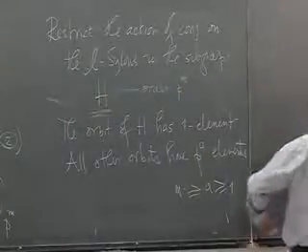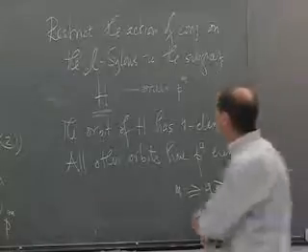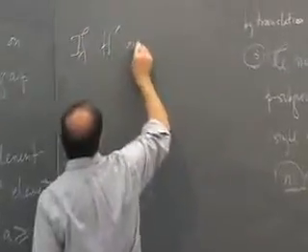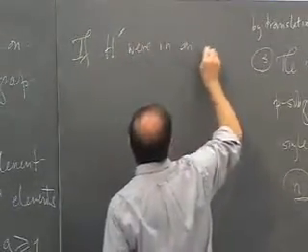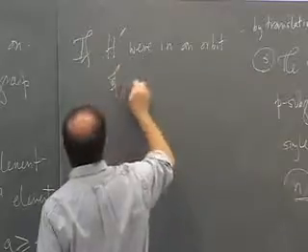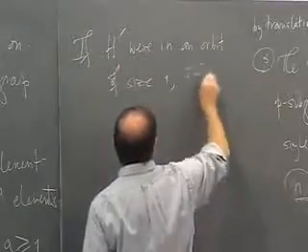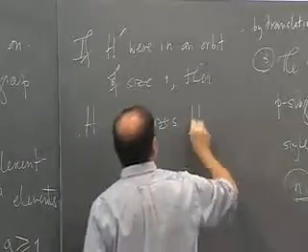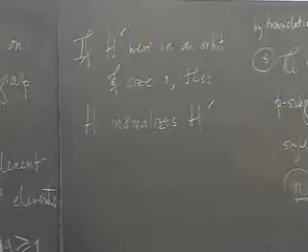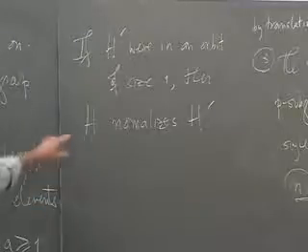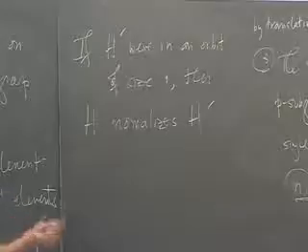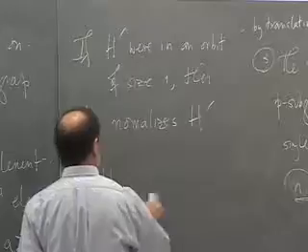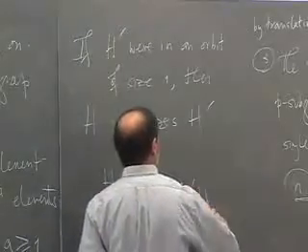So suppose there was another Sylow P that was stable under conjugation by H. If H prime were in an orbit of size 1, then H normalizes H prime. Right? That just says that under conjugation by H, H prime is stable. So H normalizes H prime. So H and H prime are two subgroups of the normalizer of H prime.